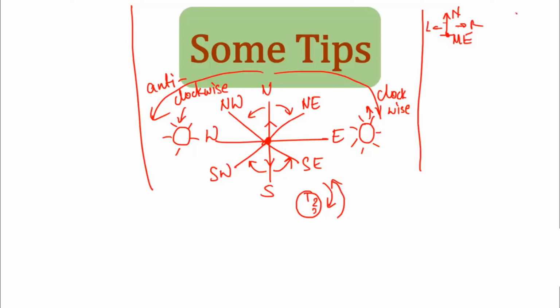Now let us assume that I am facing south. Now this is me and I am facing south. While facing south, what will be my right hand side? It would be this, exactly opposite to this, and this would be my right hand side and this would be my left hand side.